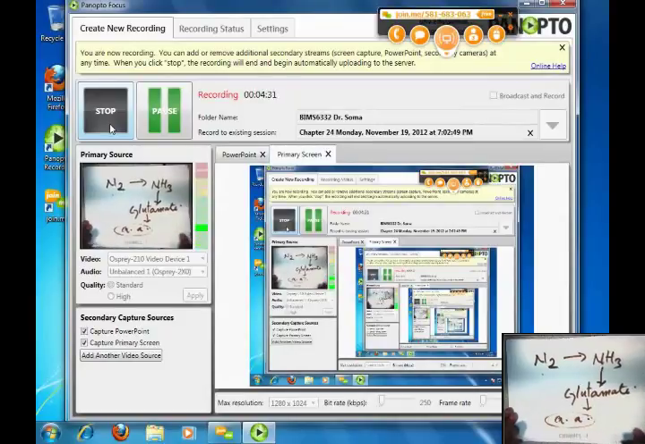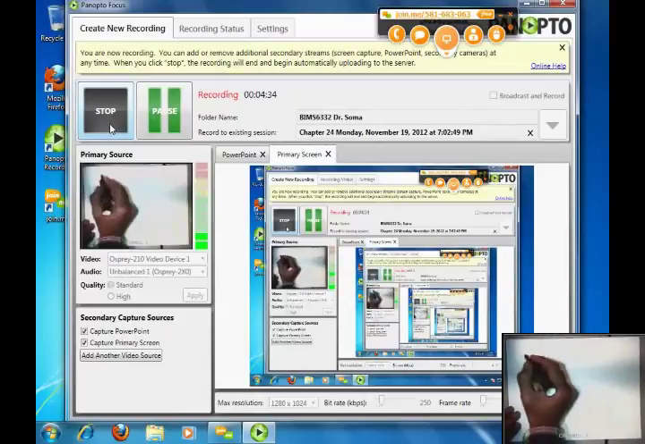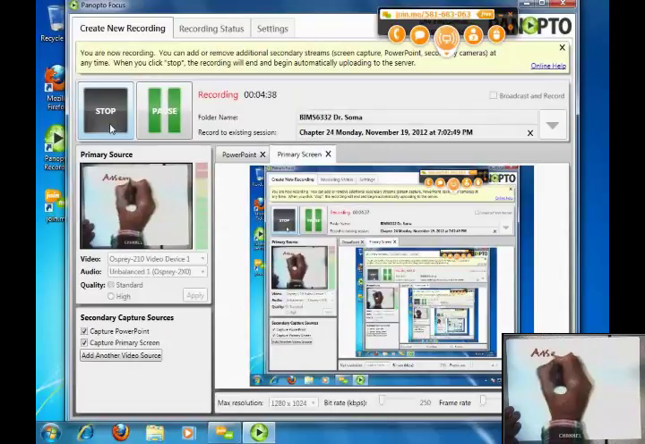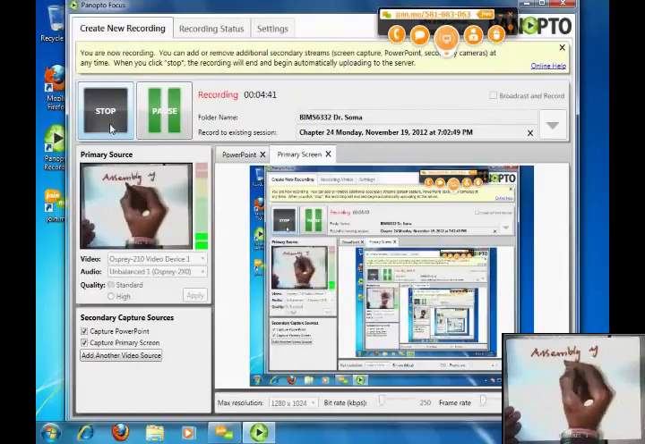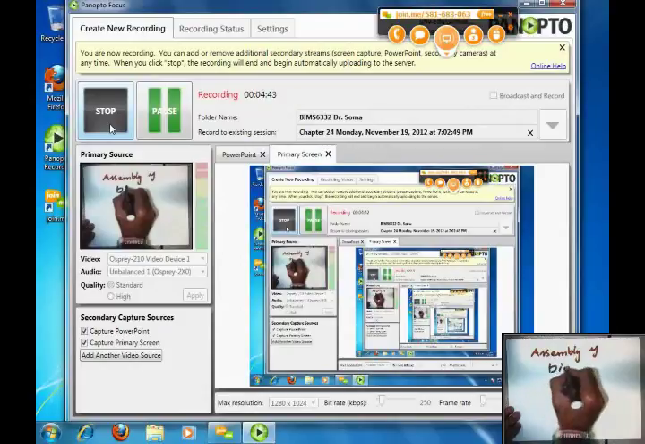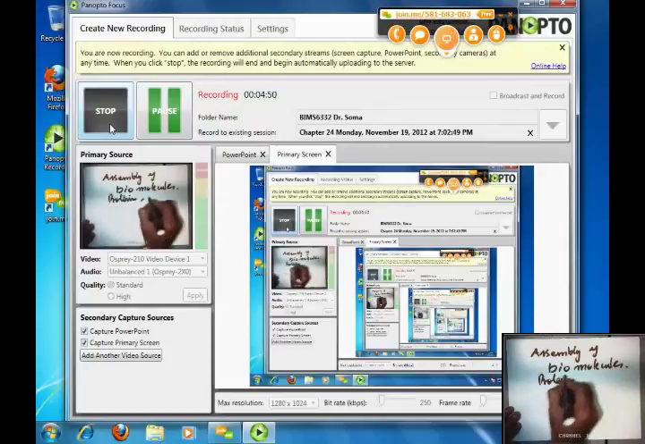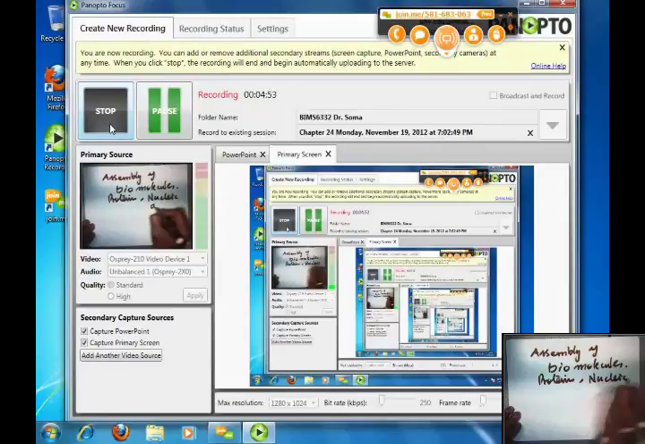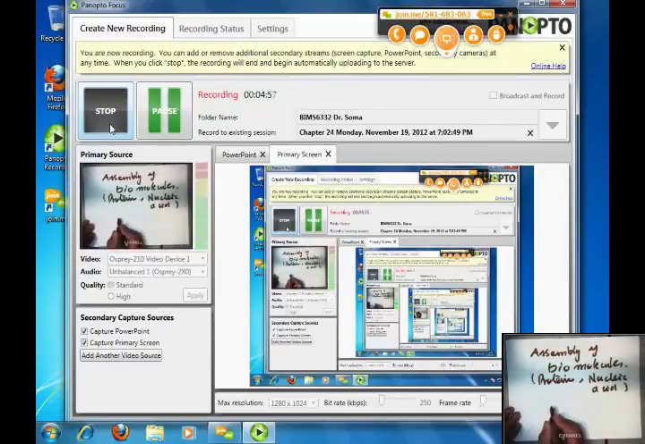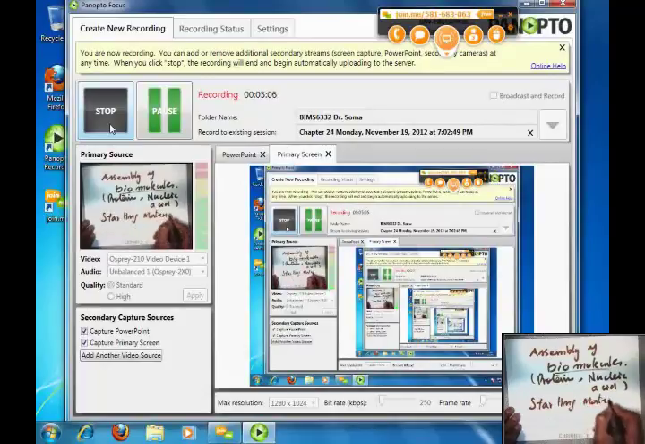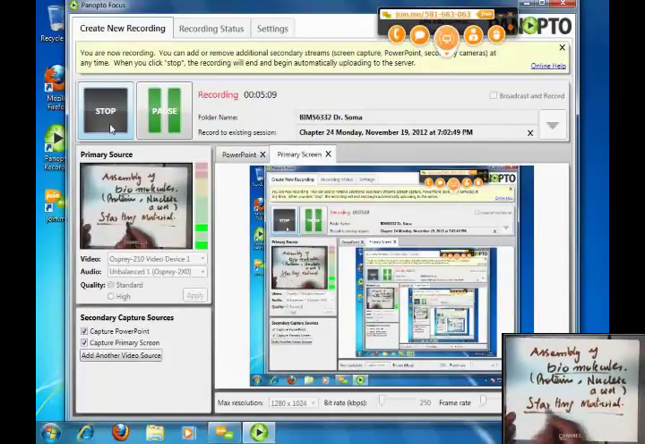As I mentioned earlier, the assembly of biological molecules or biomolecules, proteins and nucleic acids, requires a starting material. The starting material is amino acids.